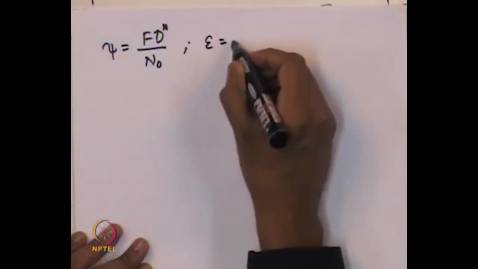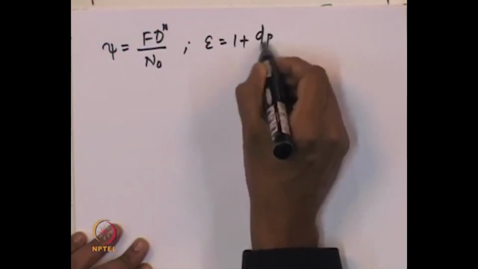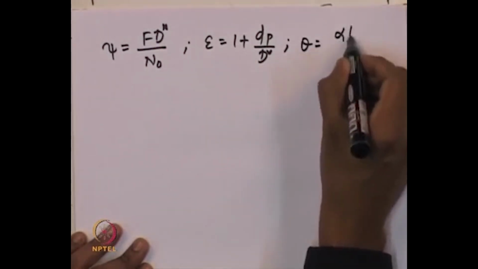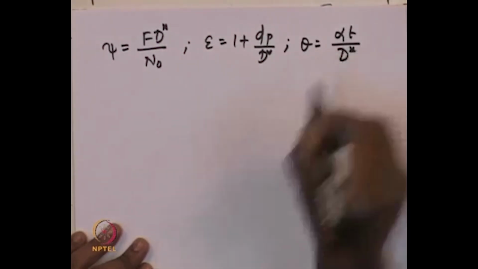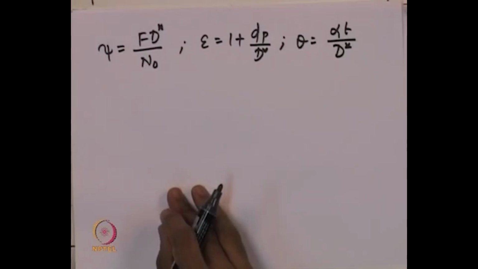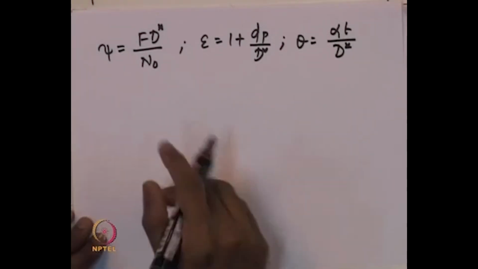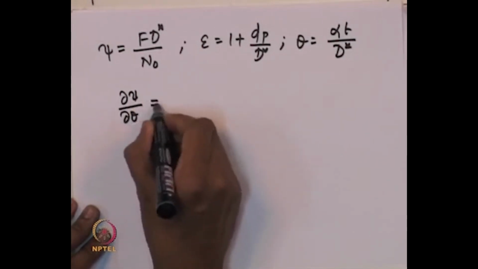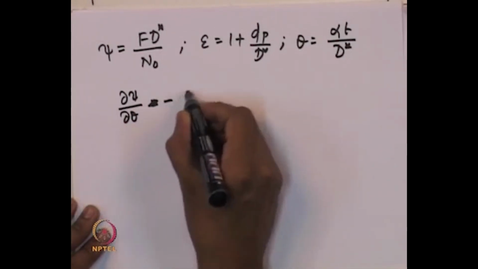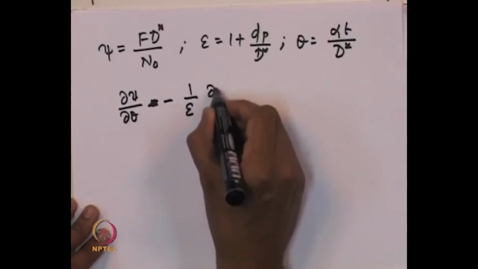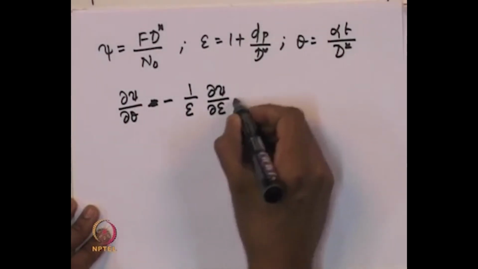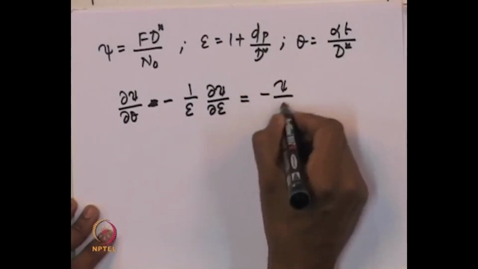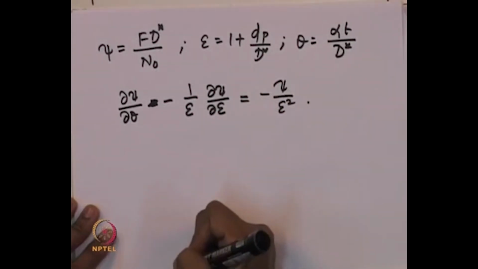Then epsilon is defined as 1 plus dp by d star, and theta is defined as alpha into t by d star. Now if we introduce these dimensionless quantities, we can rewrite the population balance as d psi by d theta minus 1 by epsilon into d psi by d epsilon is equal to minus psi by epsilon square. So, that is the expression.